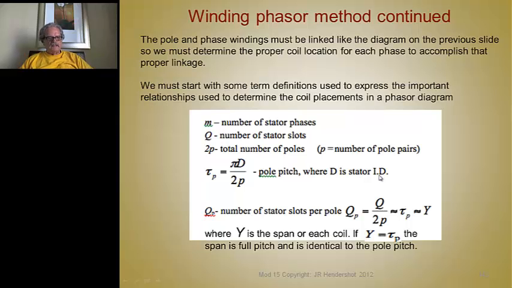And this angle here is the pole pitch, where D is the stator ID, or the rotor OD is close enough, and of course we've got the number of poles in the denominator. We've got pi up here. So Q_sp is the number of stator slots per pole, which equals the total number of slots, obviously, divided by the number of poles. Where that equals Y, as long as Y is the span of each coil. If Y equals the angle between the stator slots per pole, then the span is full pitch and is identical to the pole pitch.